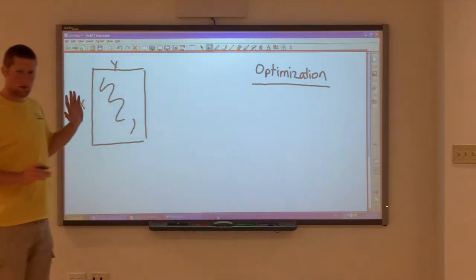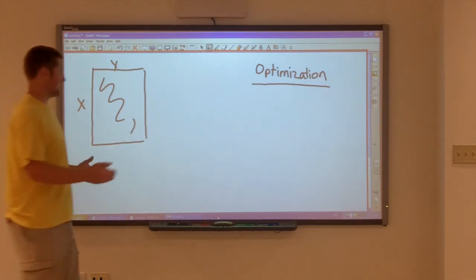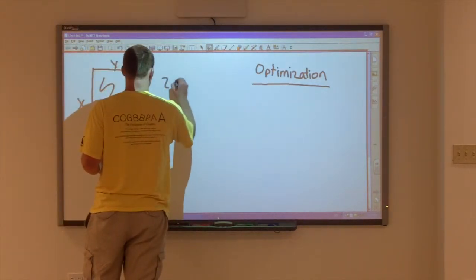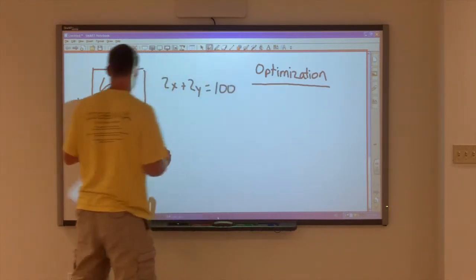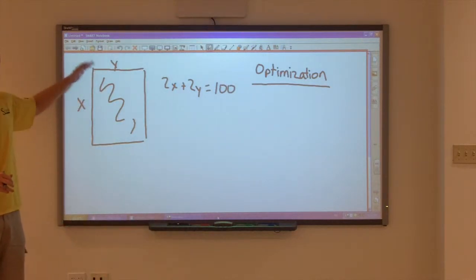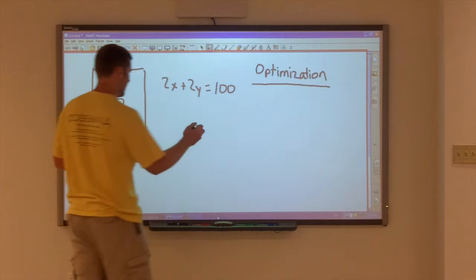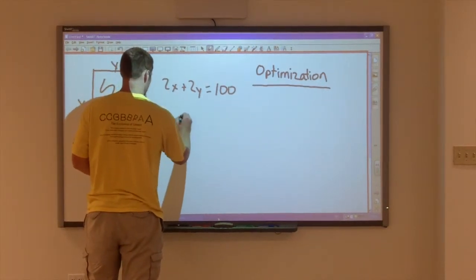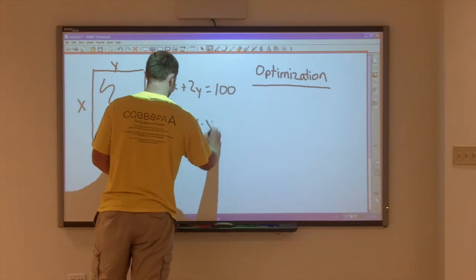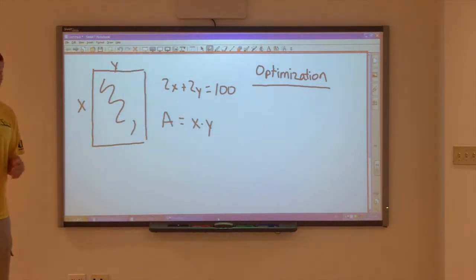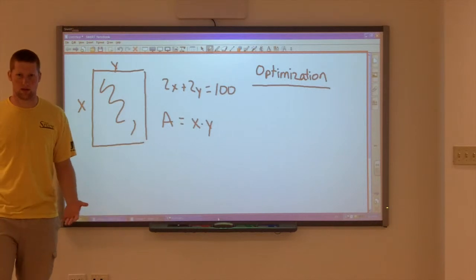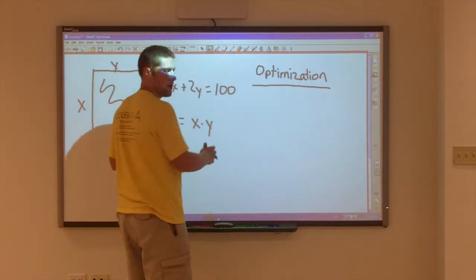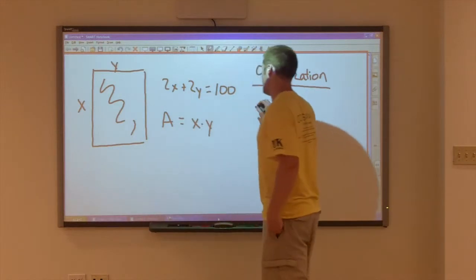So we're given that we have 100 feet of fence. So we know that 2x plus 2y is going to equal 100. Now it's 2x and 2y because there are two sides for the fence in the field. And we also know that the area of the field is going to equal x times y because it's a rectangular field. So in order to optimize, we have to solve this equation for the area in terms of either x or y, so we can take its derivative. So solve this top equation for y in terms of x.